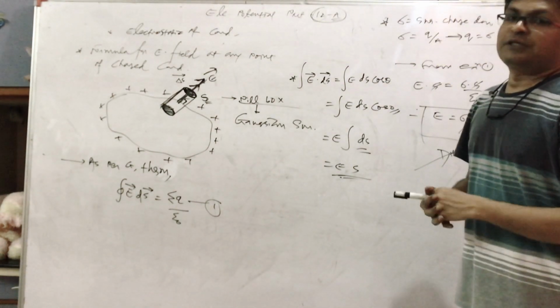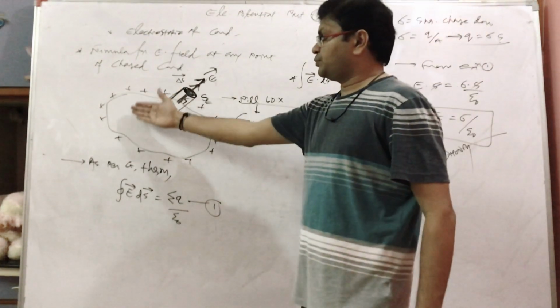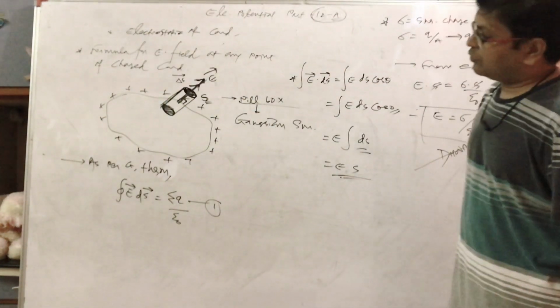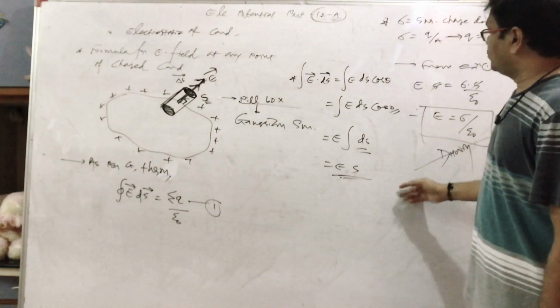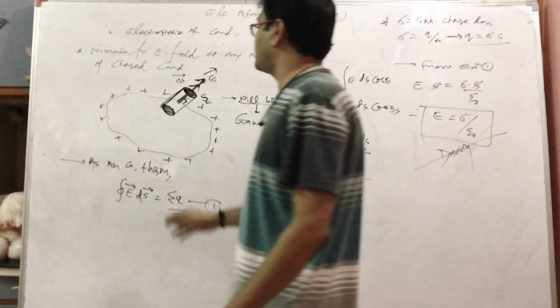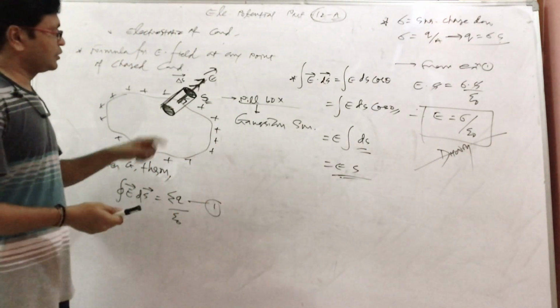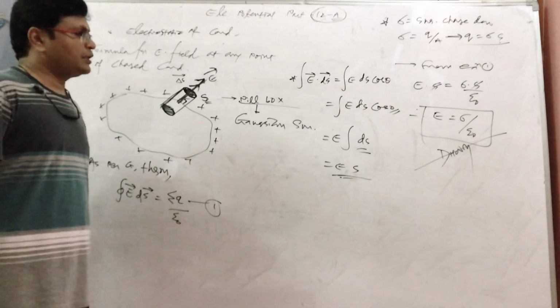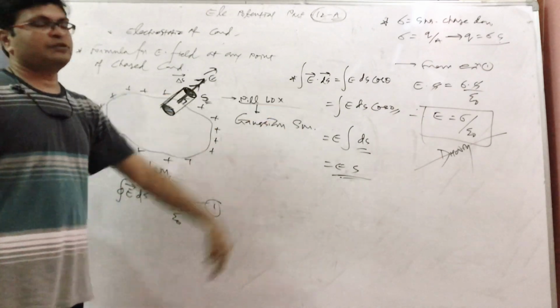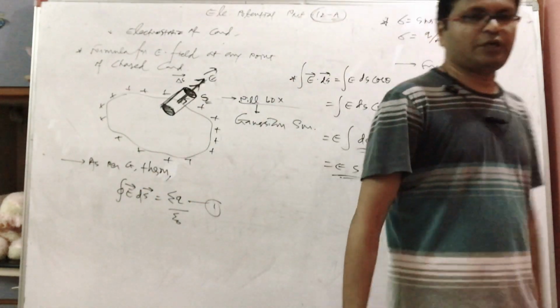And fifth number, intensity of electric field along the surface of the conductor is always directly proportional to the surface charge density, or in other words, the formula of electric field at any point along the surface of the conductor is given by the equation sigma upon epsilon naught. So these are the 5 most common points.